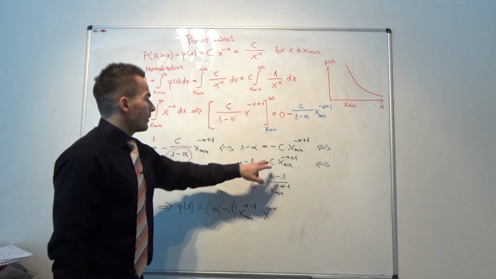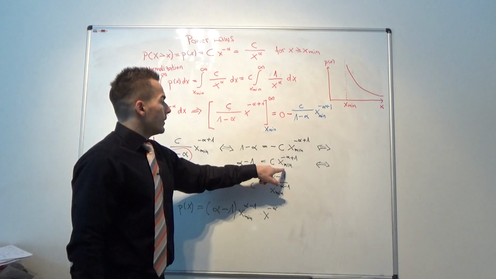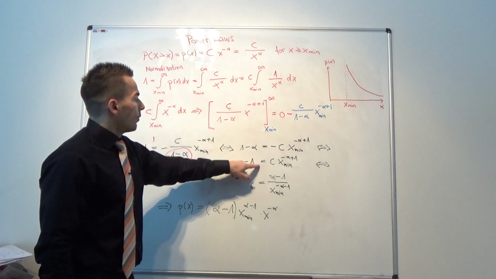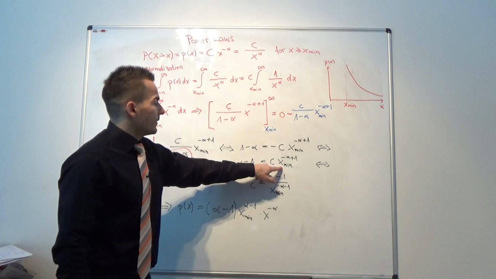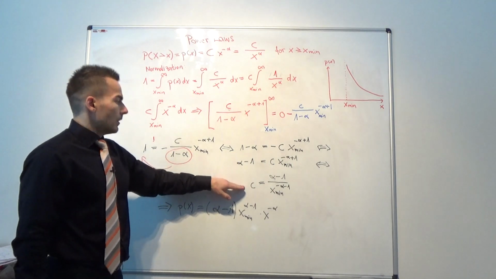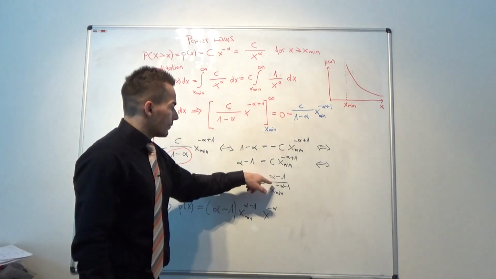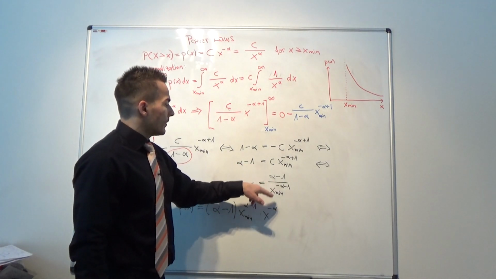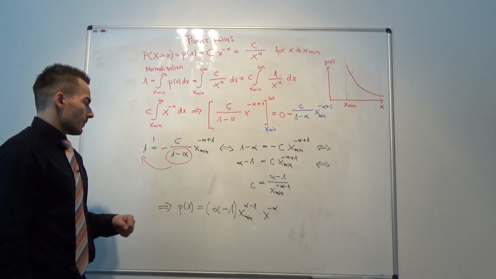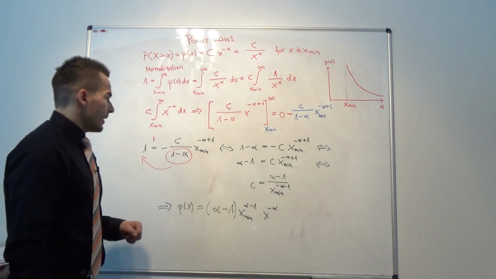So next we bring this x minimum to the power of minus alpha plus 1 to the other side of the equation. We have to divide what is on the left-hand side of the equation by this term. So we solve this equation for c, and we end up with c equal to alpha minus 1, divided by x minimum to the power of minus alpha plus 1. So, that's basically how it works. Now we are ready.